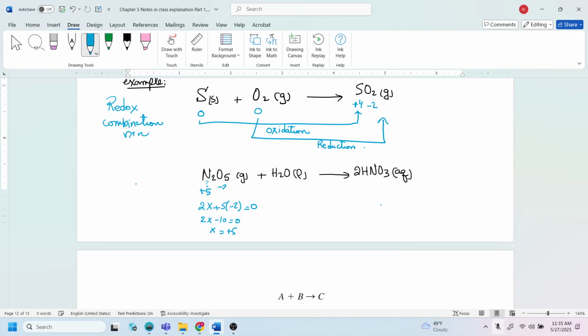The oxidation state of the oxygen, I know it is -2. And then the hydrogen here is going to be +1. The oxygen is going to be -2. Same thing, we can put it in an equation, calculate the nitrogen in the product, and the nitrogen will be +5 oxidation state. And the oxygen is going to be -2 in there. Nothing is changing. So the nitrogen remains a +5, the oxygen remains -2, and the hydrogen remains +1. So this is going to be an example of a non-redox combination reaction.